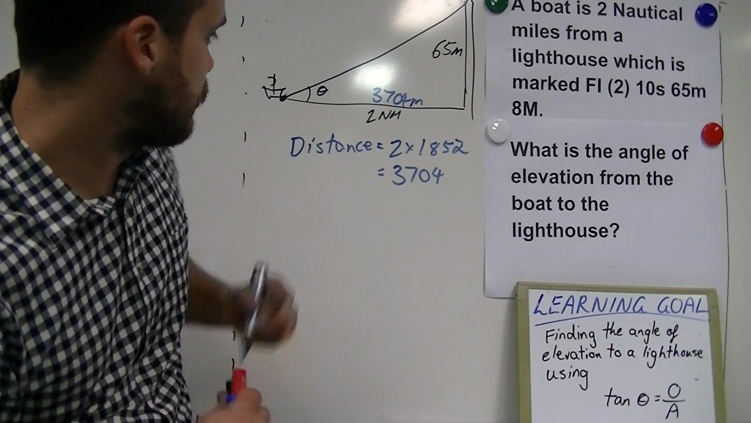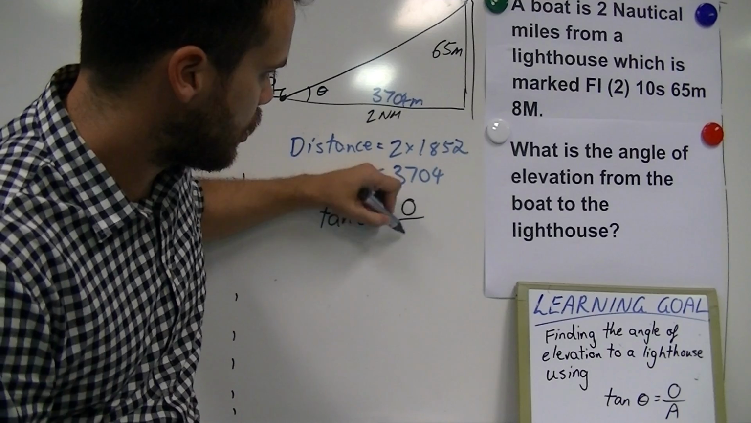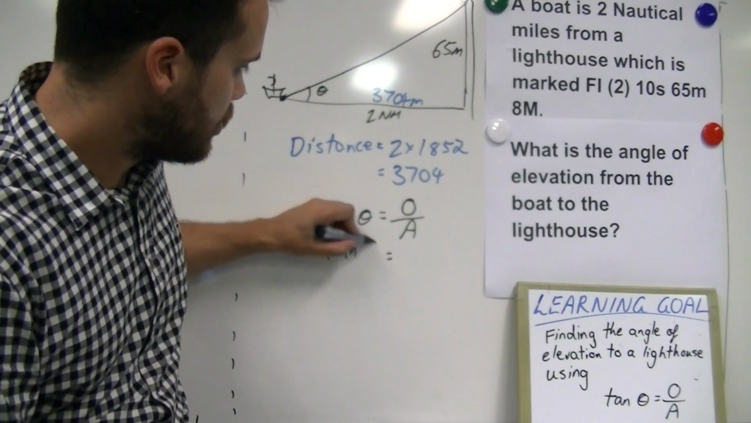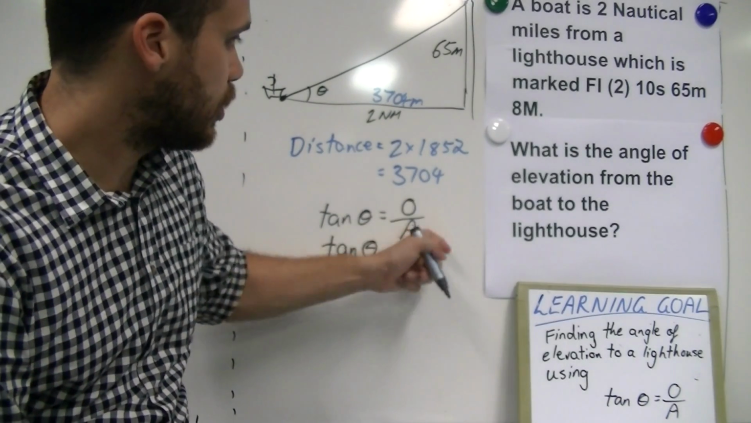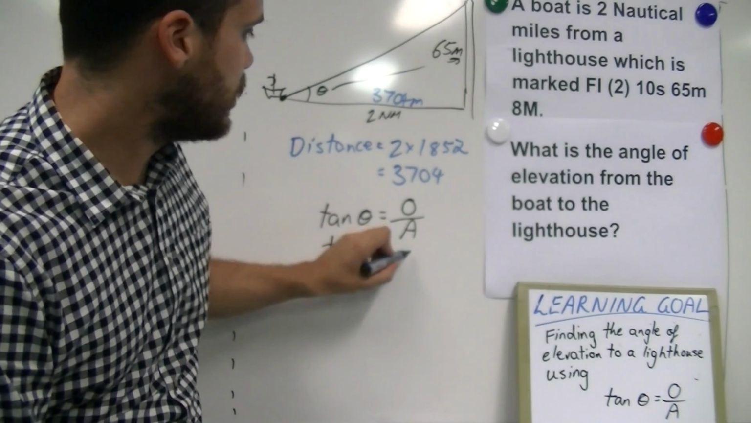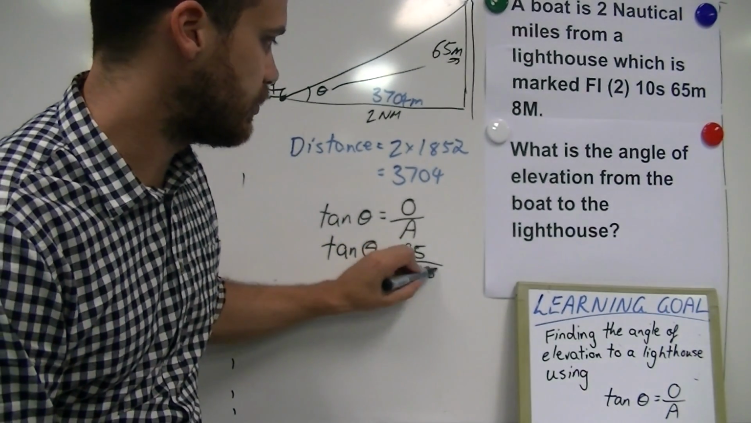We put it into our tan ratio. Tan theta equals opposite over adjacent. Now this is different to the other ones because the thing that we don't know is the angle. We do know opposite and adjacent. Opposite, that's this side here, which is 65, over the adjacent, which is 3,704.